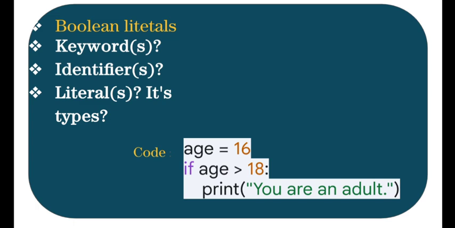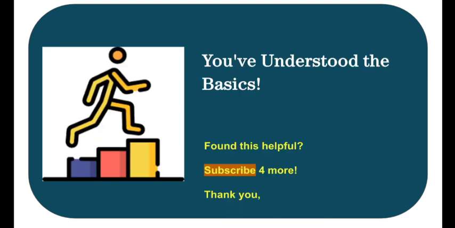Which is a literal here? The constant values are literals. So here 16, 18, and 'you are an adult'. So numeric literals are there and string literals are there. You have understood the basic vocabulary of Python.